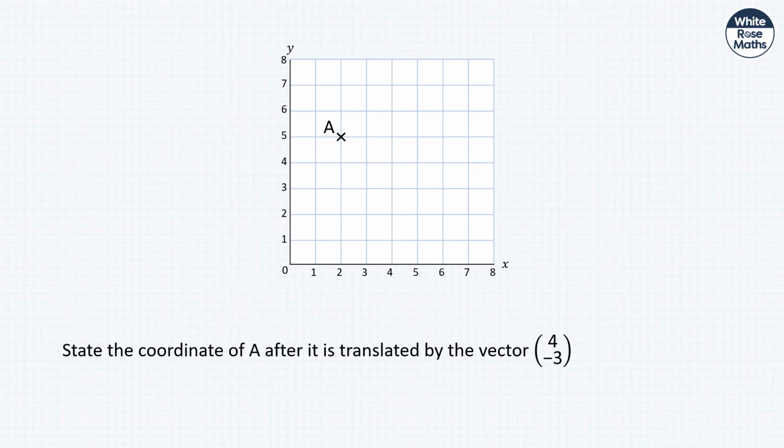This next one, state the coordinates of A after it is translated by the vector 4, 3. So 4, 3 means 4 to the right and 3 down. So 1, 2, 3, 4, and then 1, 2, 3. So the new coordinates would be 6, 2. Remember when you read coordinates, it's along the corridor and up the stairs. There we go.